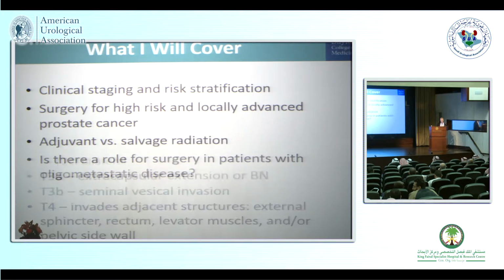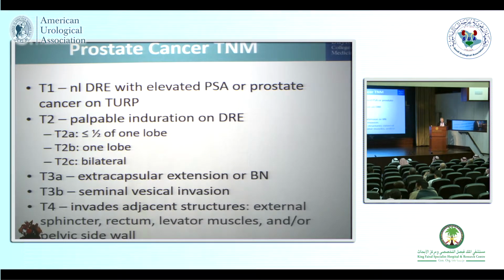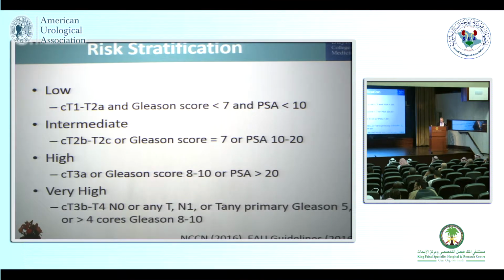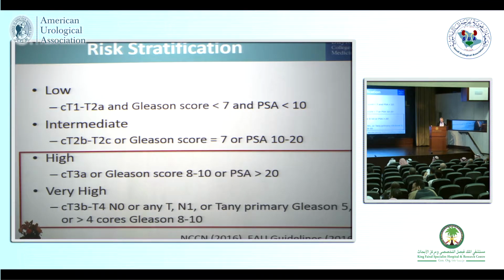So this is what I'm going to cover in the talk. When we're talking about locally advanced disease, we're really going to focus on T3, T4. I'm not talking about fixed tumors, where certainly surgery is not going to have a role, but resectable tumors. And then just looking at guideline risk stratification, focusing on high-risk disease. Indy's done a nice job of outlining that, and then very high-risk disease with large volume Gleason 4, Gleason 5.